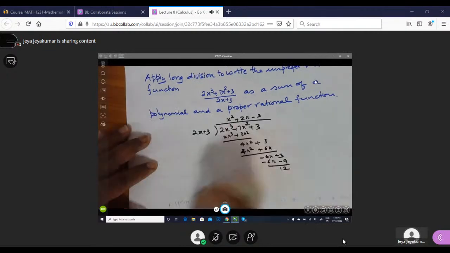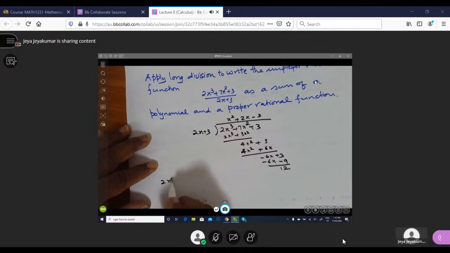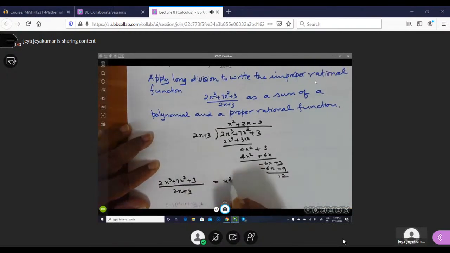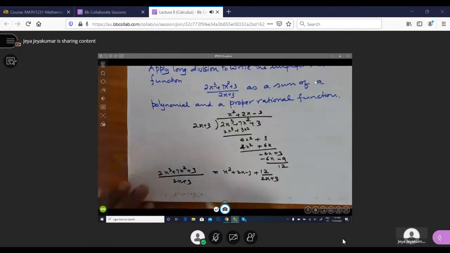Yes, so now we can write, which is the polynomial division, 2x cubed plus 7x squared plus 3 over 2x plus 3 equals x squared plus 2x minus 3, and the remainder is 12, so plus 12 over 2x plus 3. Okay, so by long division, I have rewritten this as a sum of a polynomial plus the second term, 12 over 2x plus 3. The degree of the denominator here is 1. The top is just a constant. So that is a proper rational function. Then we can integrate that as well. We look at the integration in the next example.